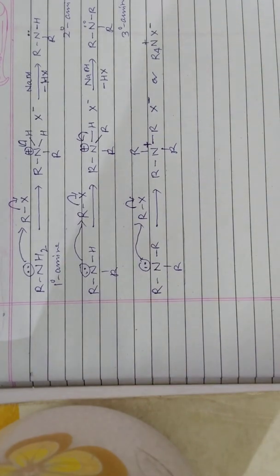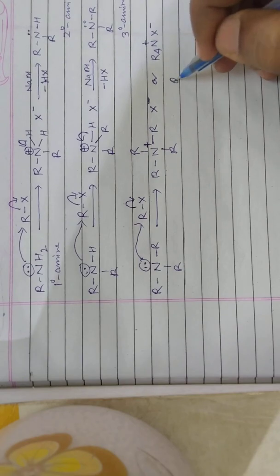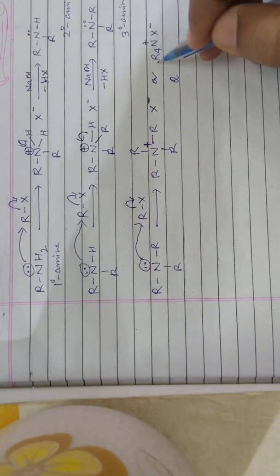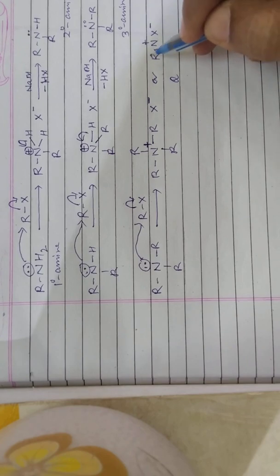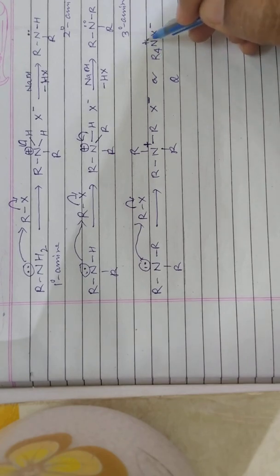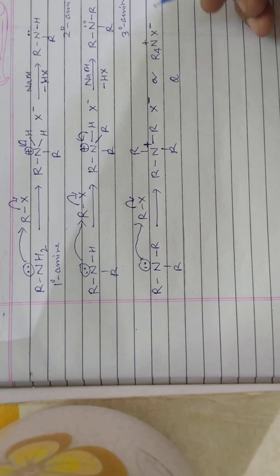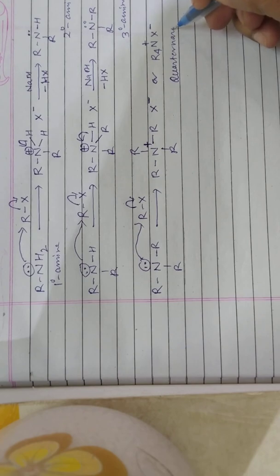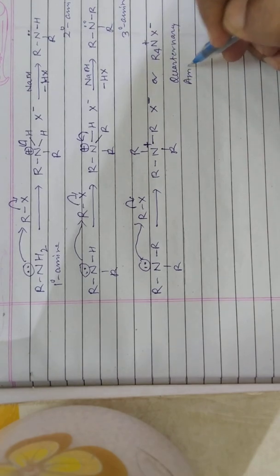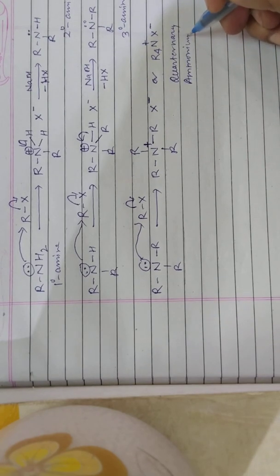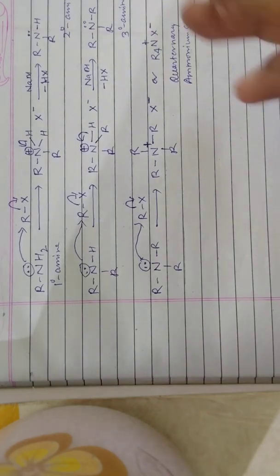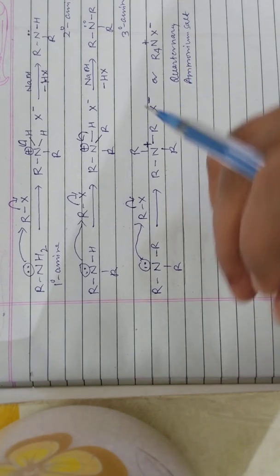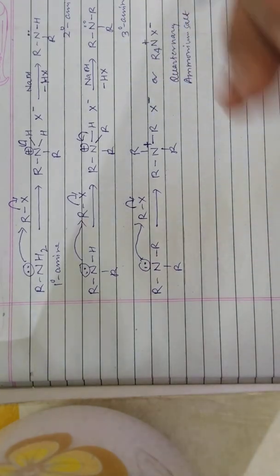Quaternary, like ammonium chloride. Ammonium chloride contains nitrogen and 4 hydrogens. Here nitrogen has 4 alkyl groups, and again nitrogen is positively charged, and this is the halide. This is called a quaternary ammonium salt. So with the help of ammonolysis we can prepare amines: 1 degree, 2 degree and 3 degree.